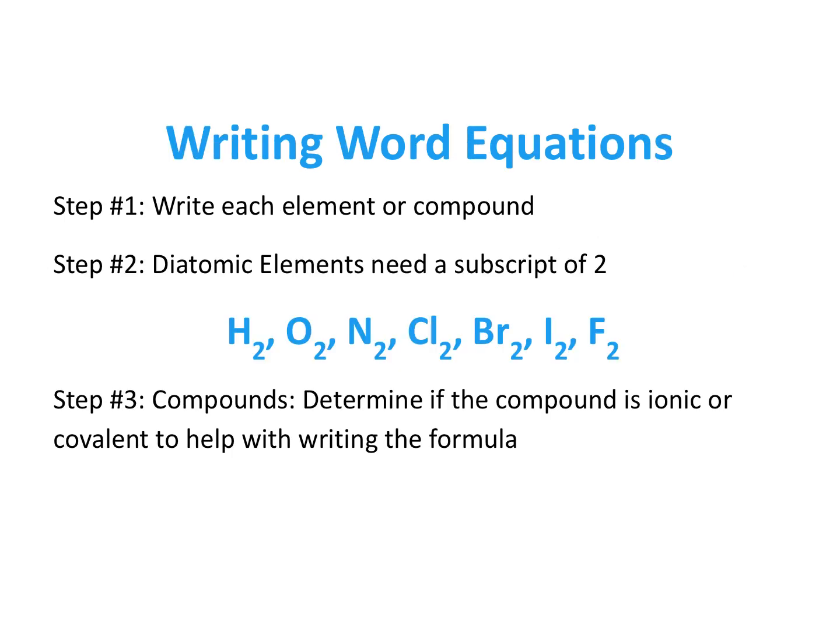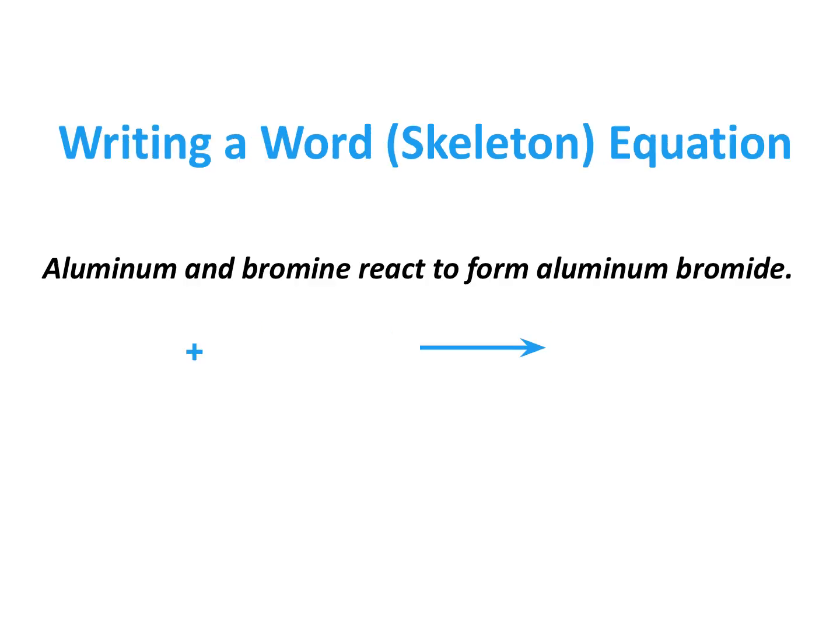When we're writing our word equations, our first step is to write the element or the compound. Remember, if it's a diatomic element, it's going to need a subscript of 2. As we're going through this, we are going to have to identify if it's ionic or covalent to help us determine if we're balancing the charges or writing the formula from the name. So let's go ahead and go through a practice problem with aluminum and bromine reacting to form aluminum bromide.